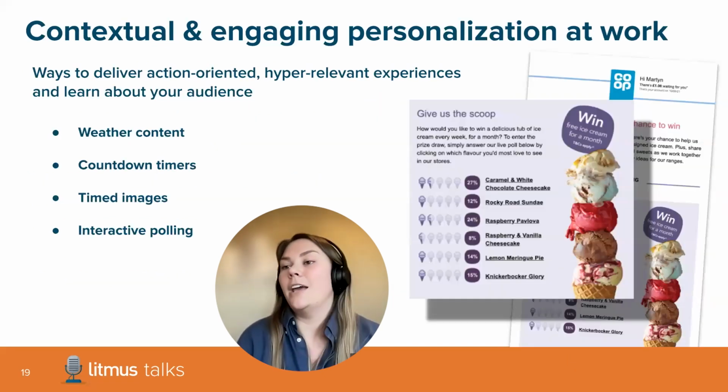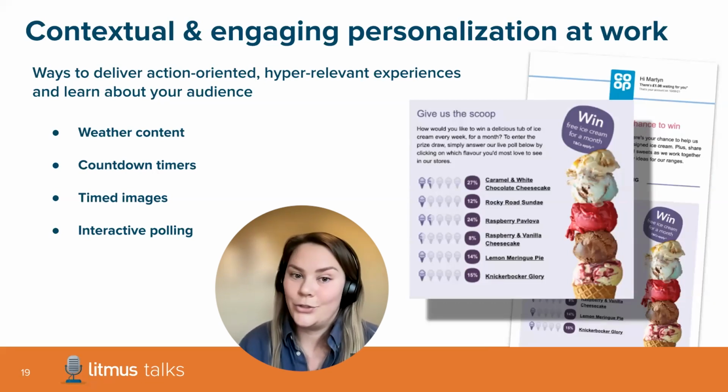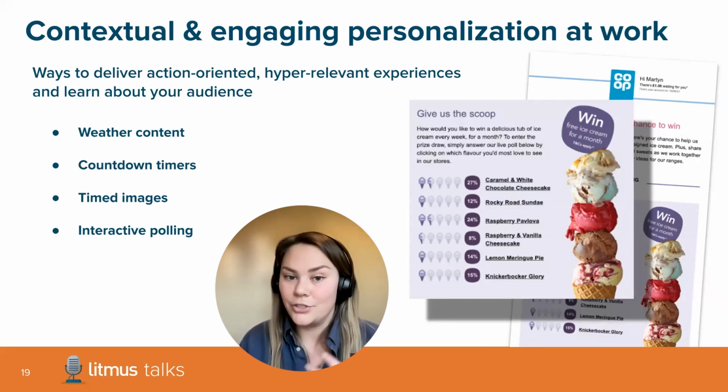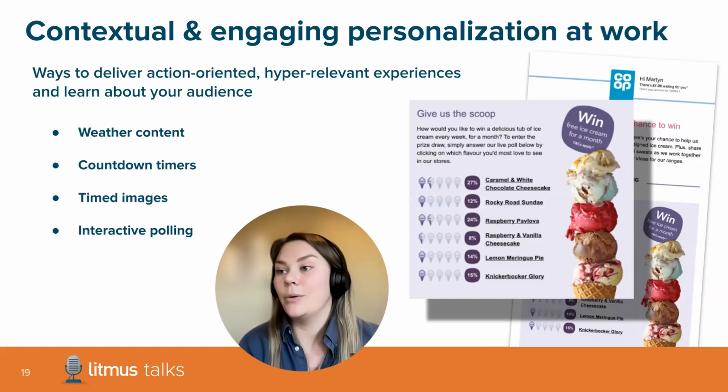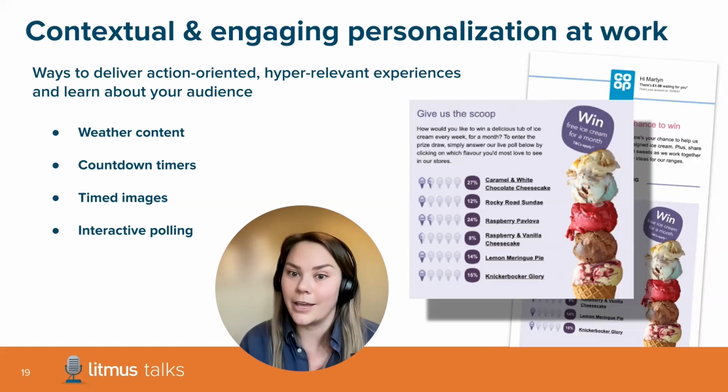And then again, one of the things that is really good if you don't have the data is to use polls, live votes, to collect that information from customers. So in this example, you can see on the screen, this is a live poll from the Co-op, asking their customers to vote for their favorite new ice cream flavor. And that's just a really nice way to start to understand what customers are after, and you can then target them with additional content thereafter.